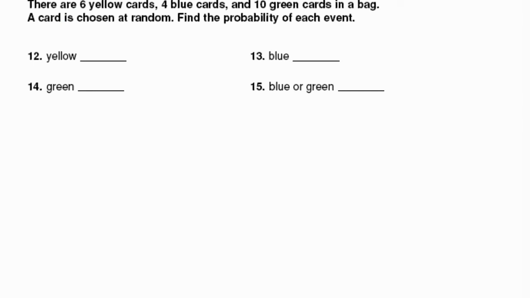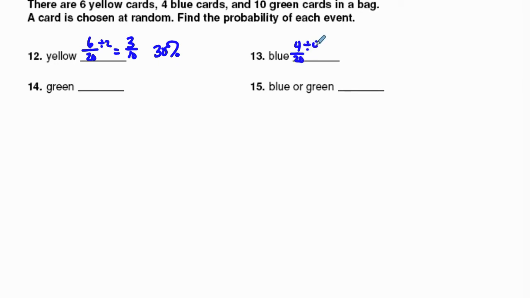So first thing I need to do is figure out how many cards we have total. 6 plus 4 plus 10, that's going to give me 20. Okay, probability of yellow is 6 out of 20. Here we can divide by 2 over 2. That gives me 3 over 10, 30%. Remember, simplest form, fraction, and percent, unless it says something else. Okay, blue. I have 4 out of 20 for the blue.